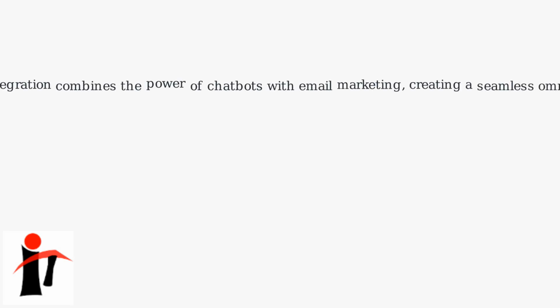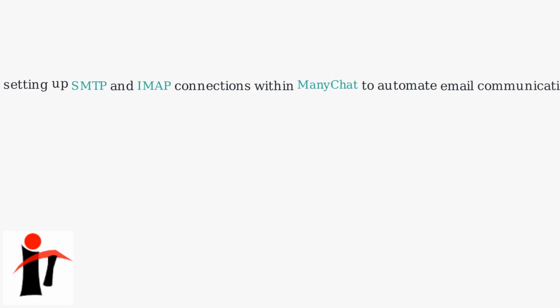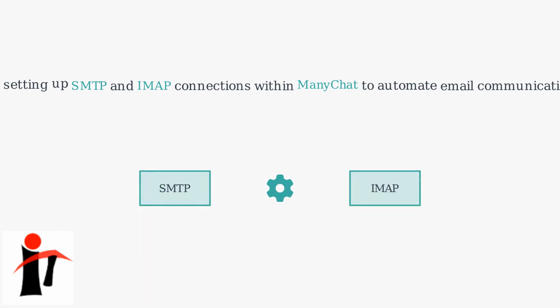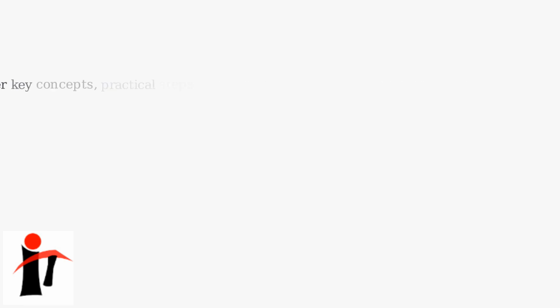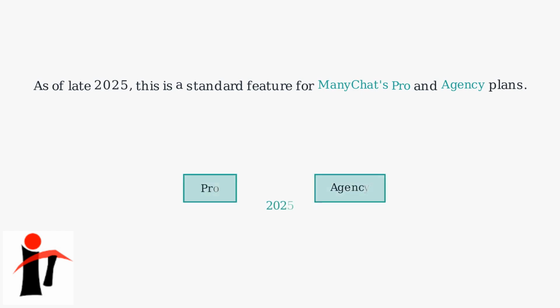ManyChat's email integration combines the power of chatbots with email marketing, creating a seamless omni-channel experience. This video will guide you through setting up SMTP and IMAP connections within ManyChat to automate email communications alongside your chatbot flows. We'll cover key concepts, practical steps, and real-world examples to help you leverage this powerful feature. As of late 2025, this is a standard feature for ManyChat's Pro and agency plans.